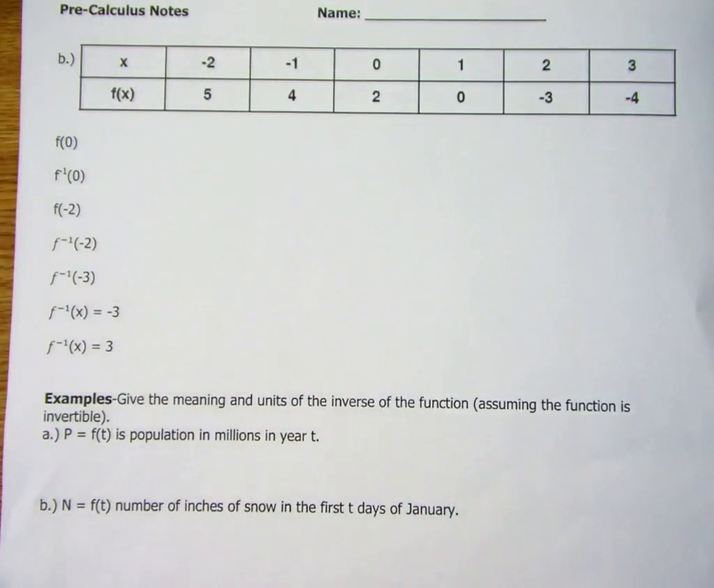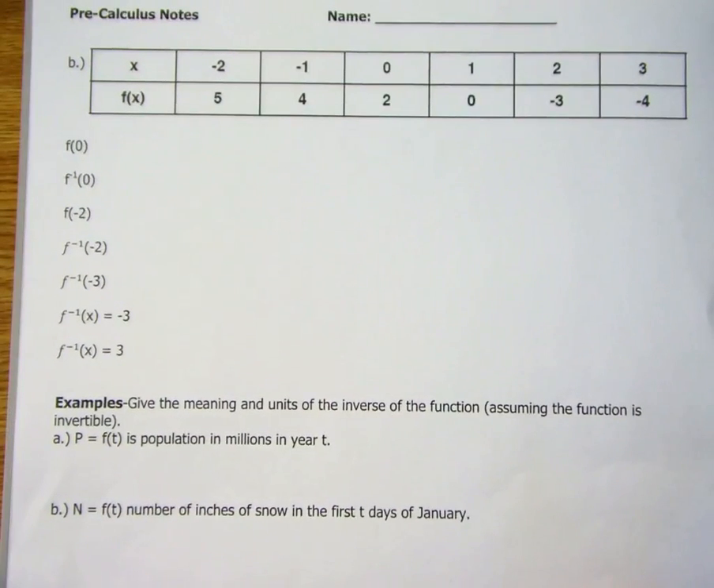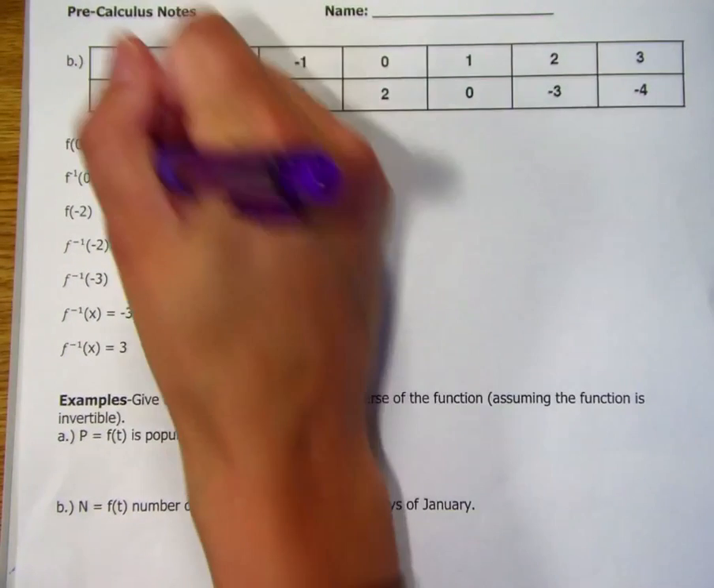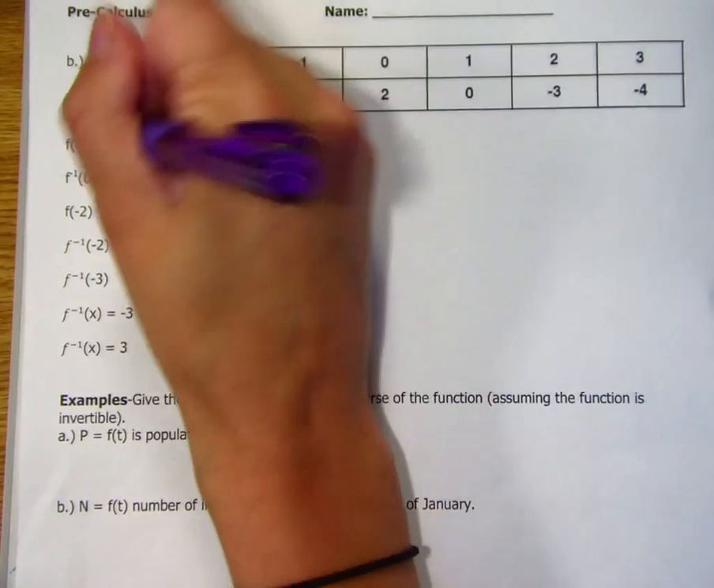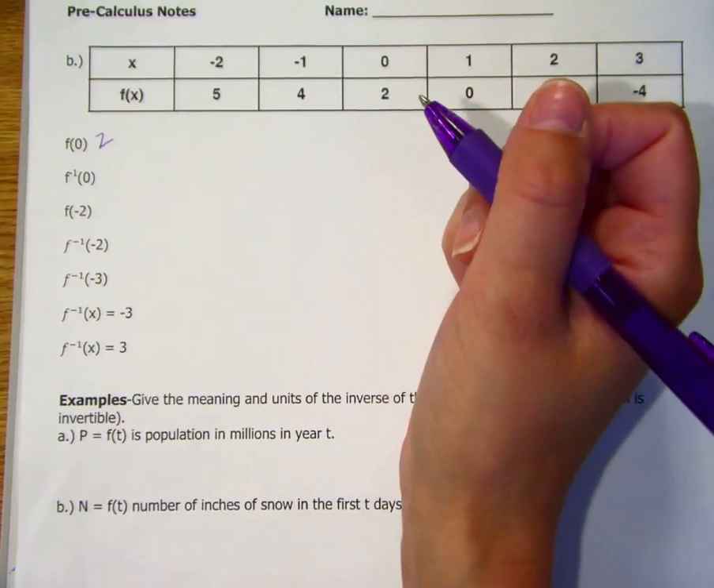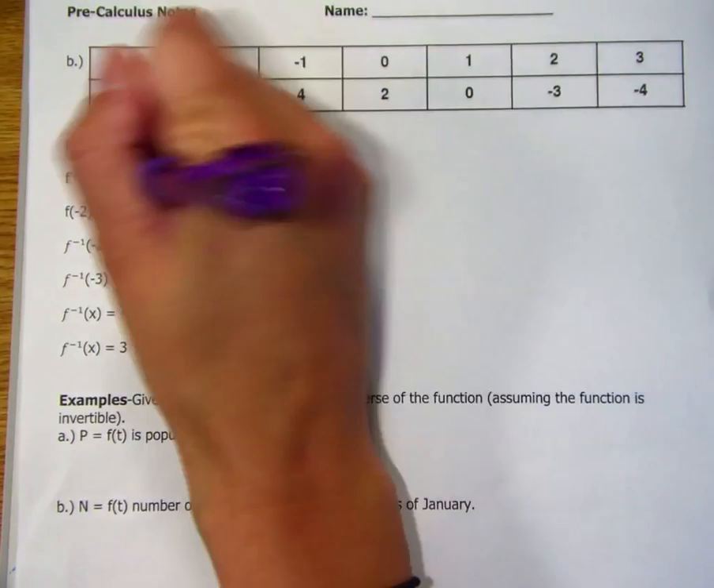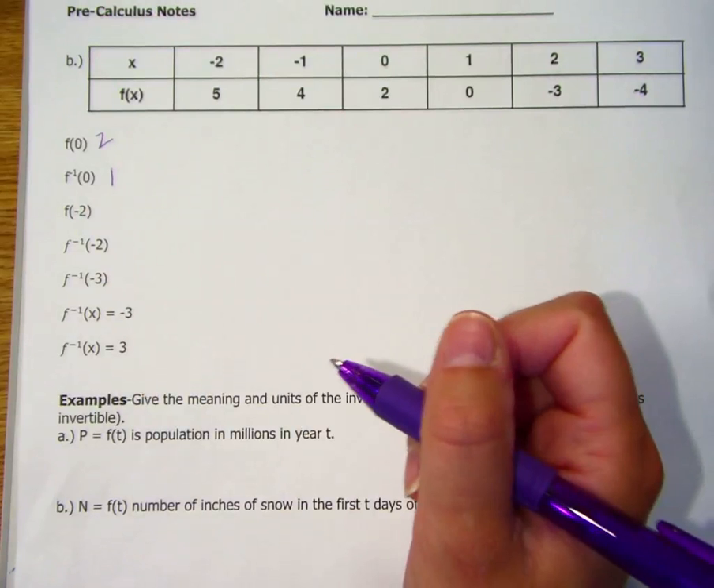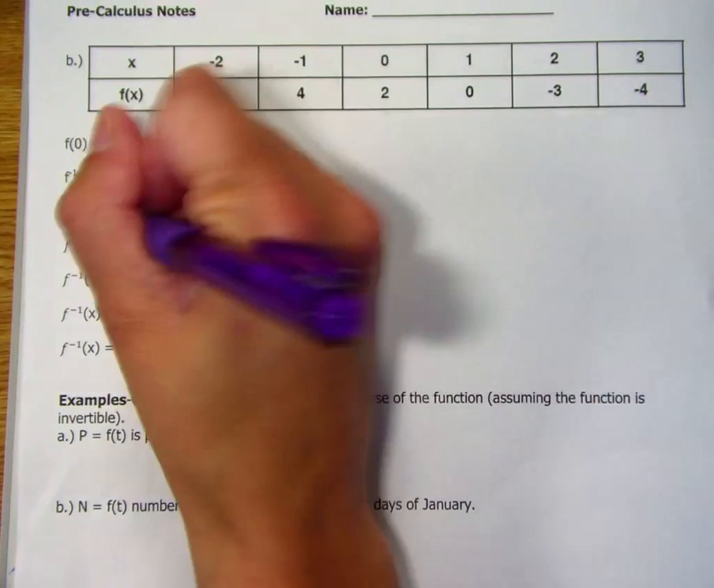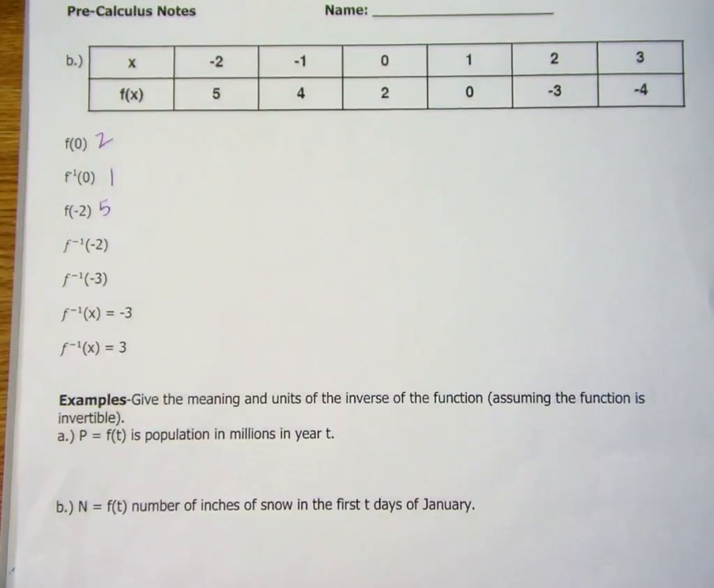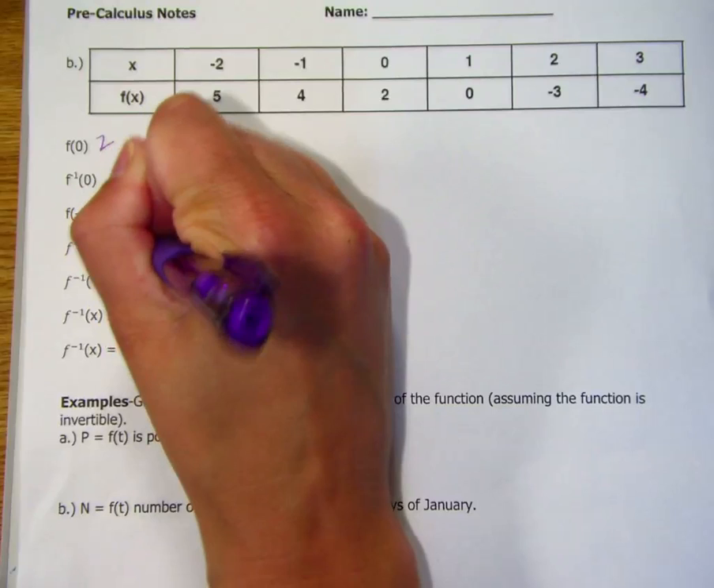All right, real quick, Samantha, f of 0. 2. John, inverse of f of 0. 1. Will, f of negative 2. 5. Inverse of f of negative 2. Catherine. Yes, it is undefined.